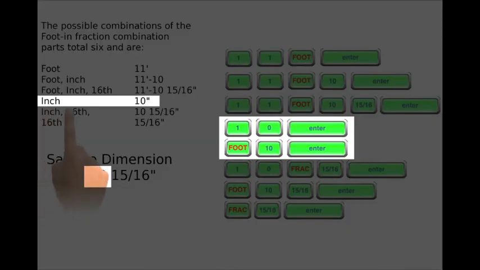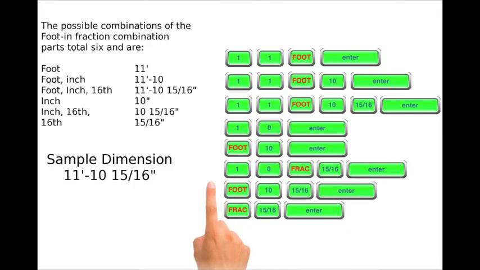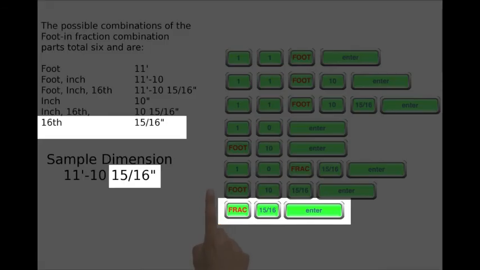Inch has 2 possible ways to enter. The first method can be either pressing 1, 0, enter, or pressing foot, 10, enter. And the next, inch, 16th, this is entered pressing 1, 0, frac, 15, enter. And finally, 16th. This is entered pressing frac, 15, enter.